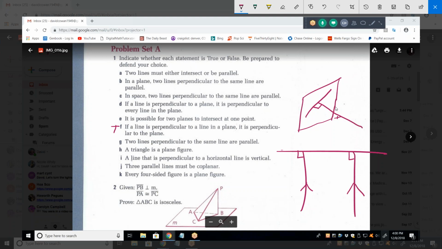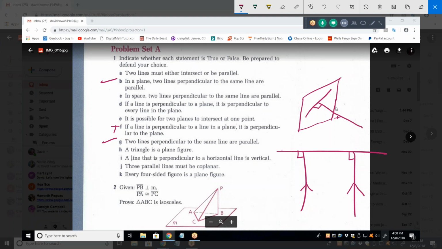Isn't that the same question? I don't think they'd put it again. Yeah, but they did. In a plane, two lines perpendicular to the same line are parallel. If a line is perpendicular to a line in a plane, it is perpendicular to the plane. I guess it's not. No. It's this one. Two lines perpendicular to the same line are parallel. Yeah, but one has a plane and the other doesn't.